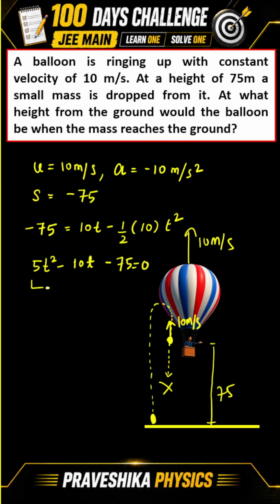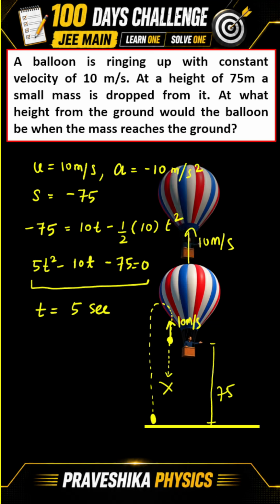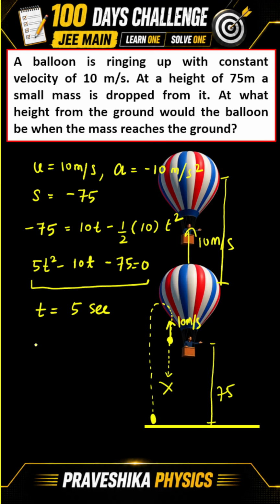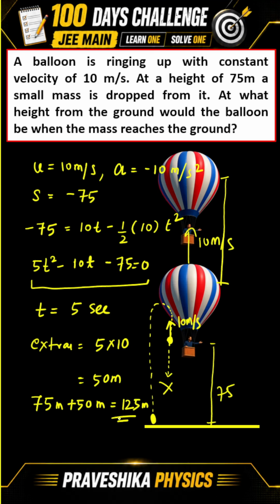On solving this, we'll get the real value of time as 5 seconds. So within these 5 seconds, the balloon would have moved to a certain height. How much height would it have moved? That extra height the balloon would have moved here is 5 into 10 meter per second, so 50 meter. So the total height of this balloon at this instant from the ground will be, initially it had moved a distance of 75 meter, now an extra distance of 50 meter. So the total height will be 125 meter. This will be the answer to this problem.